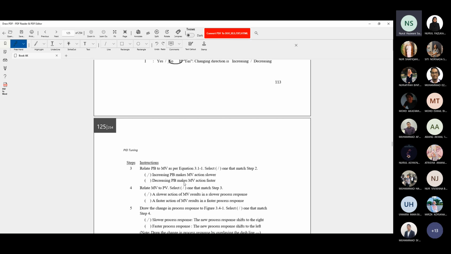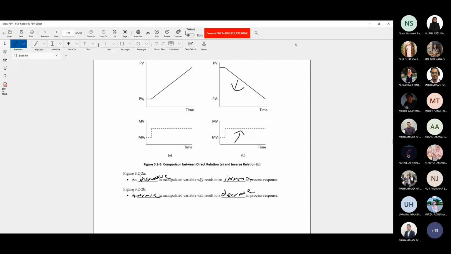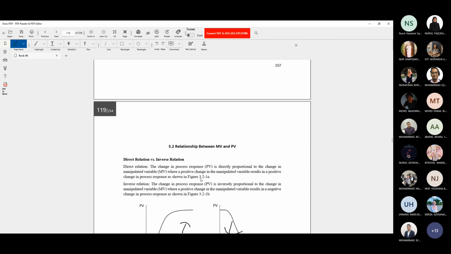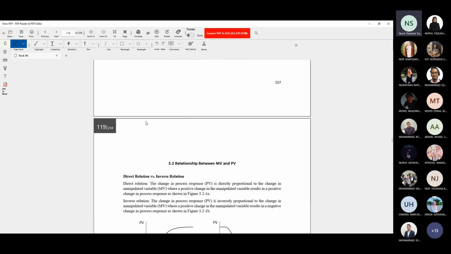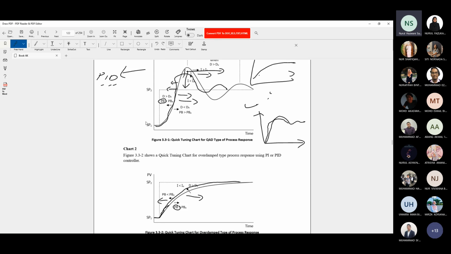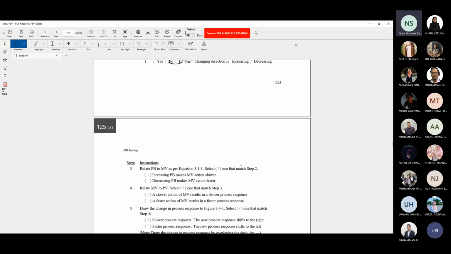Okay, so now we need to relate back with the equation 3.11. The one from before. We relate back. When PB is increasing, that means MV is, the relation of PV to MV. If PB is increasing, MV will decrease. Decrease, that means slower, right?